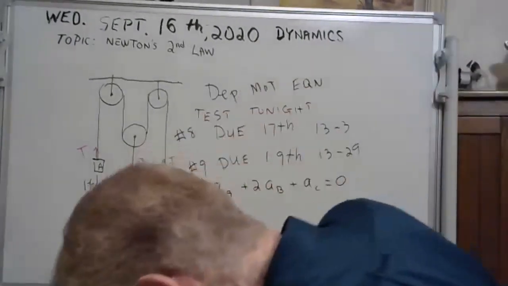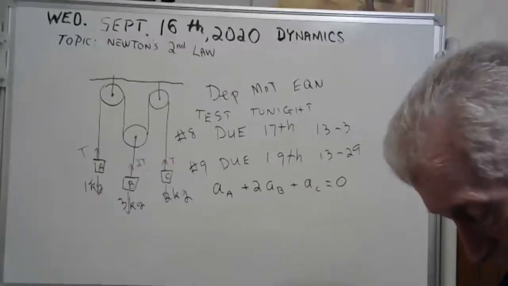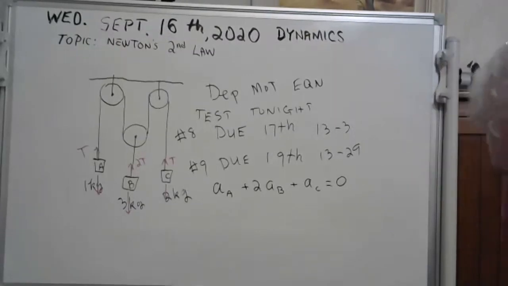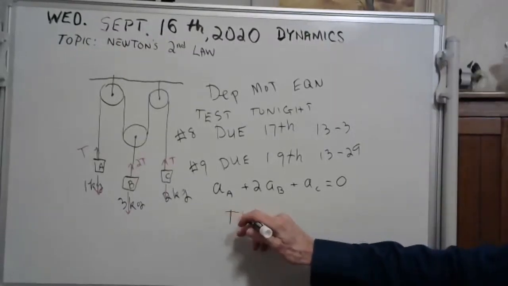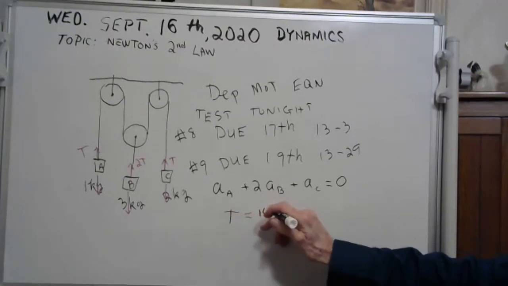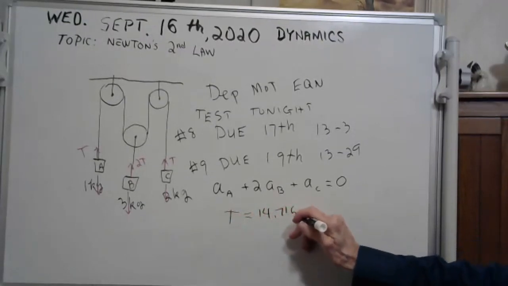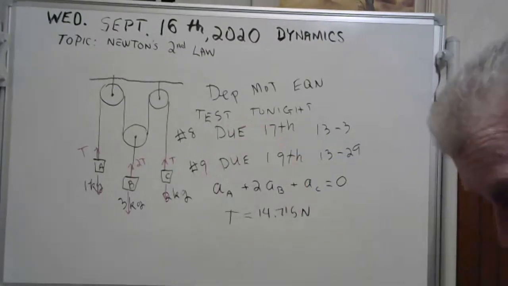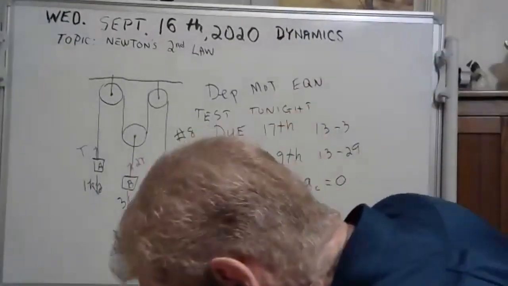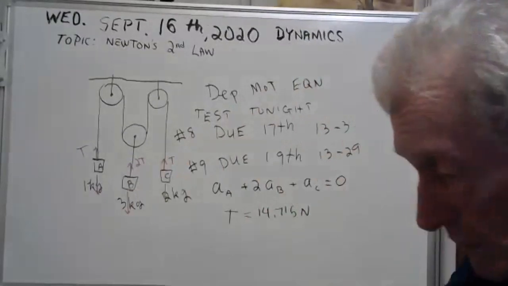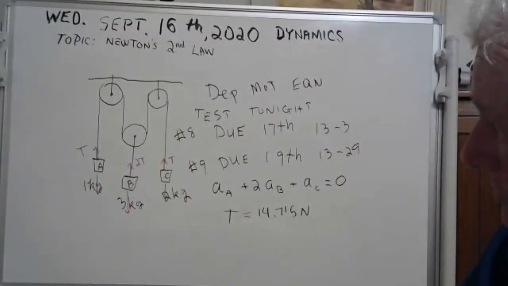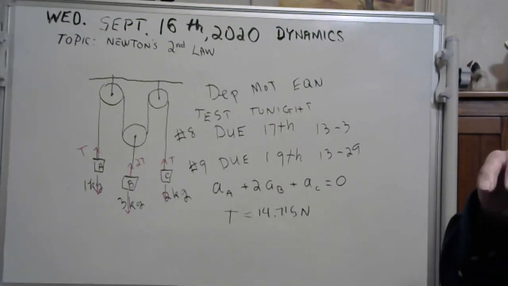For those of you that want to practice that, I'll tell you what the answer is and you can do this at home. It turns out that the tension is equal to 14.715 newtons. You can finish that yourself, those of you that are really sincere about mastering this Newton's second law. Go ahead and finish that. You can do it. Just write your Newton's second law equations. We showed you how to solve it.